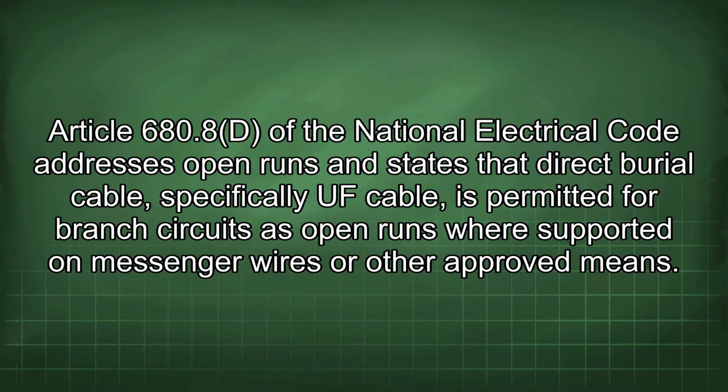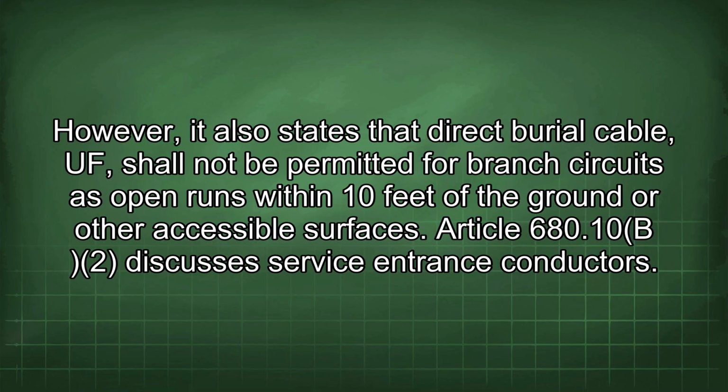Article 680.8(D) of the National Electrical Code addresses open runs and states that direct burial cable, specifically UF cable, is permitted for branch circuits as open runs where supported on messenger wires or other approved means. However, it also states that direct burial cable (UF) shall not be permitted for branch circuits as open runs within 10 feet of the ground or other accessible surfaces.